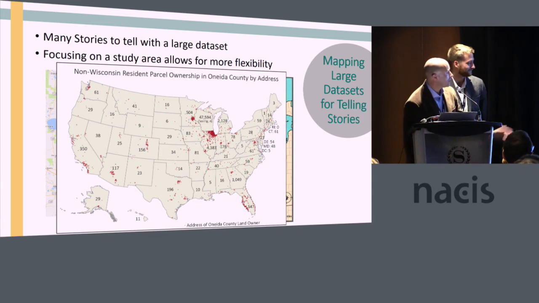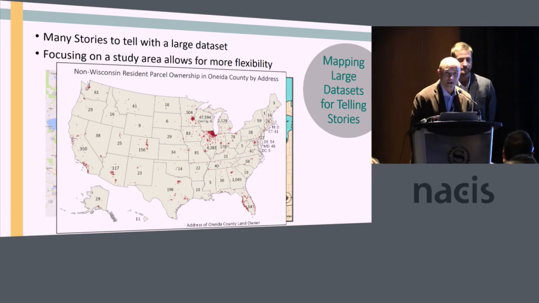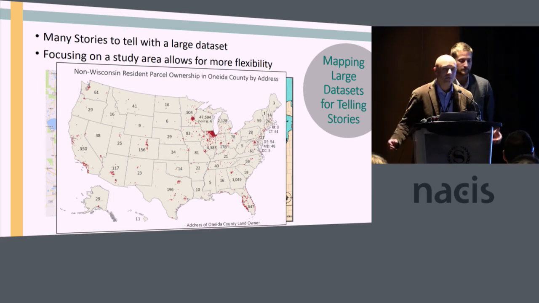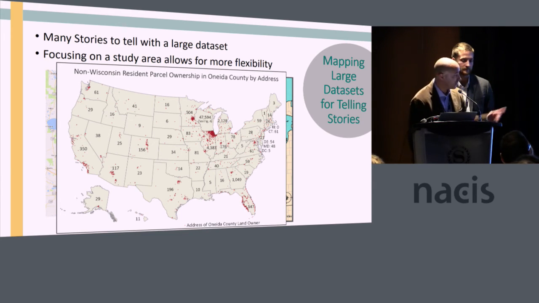There are 22 people who live in Arkansas, or at least that's where their permanent address is, who own property in Oneida County. So the footprint of land ownership, and maybe to be more humanistic about it, the role that the Northwoods has in the hearts and minds of people nationwide resonates with a lot of people, obviously, but is mappable, and that's what makes this project so fun.